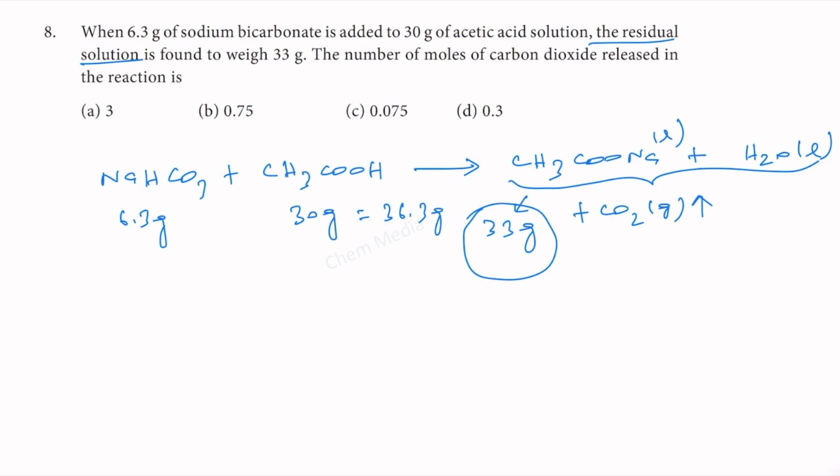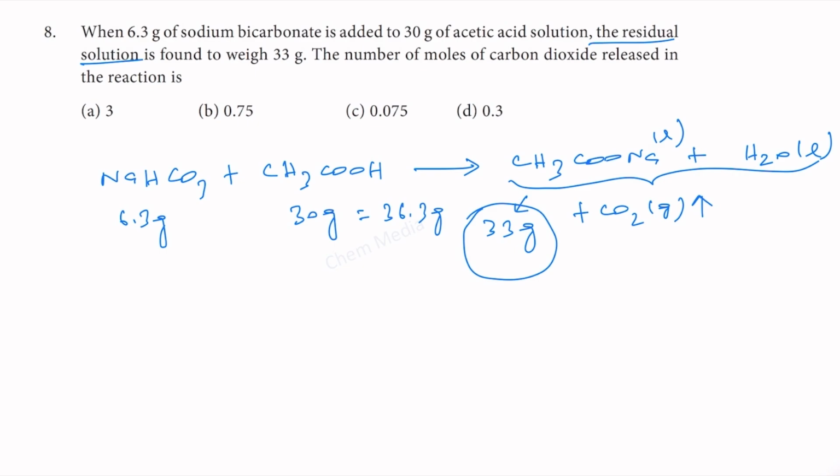In that case, you can still solve this problem if you understand the concept of limiting reagent. We have two reactants here, so one of them should be the limiting reagent. Whichever is the smallest in terms of mole ratio, that's what we call the limiting reagent.